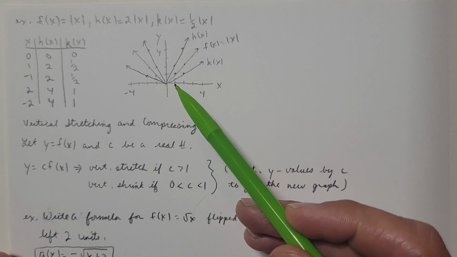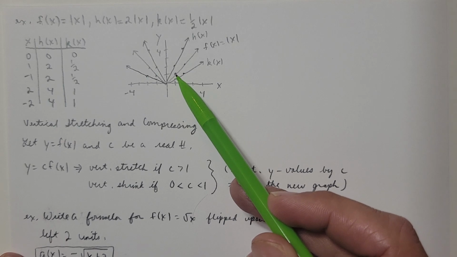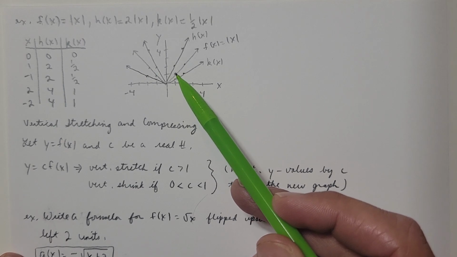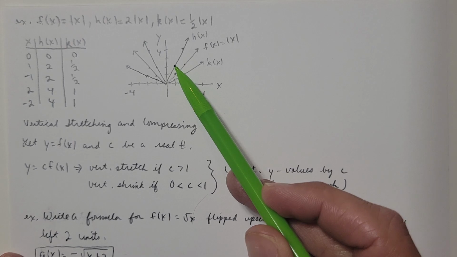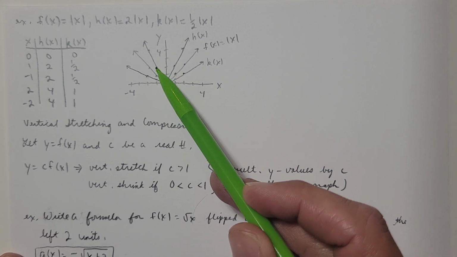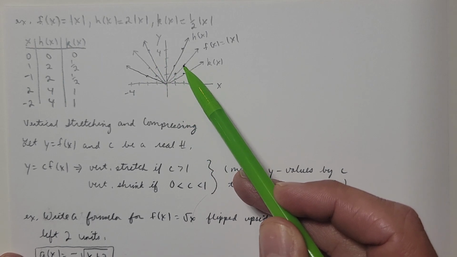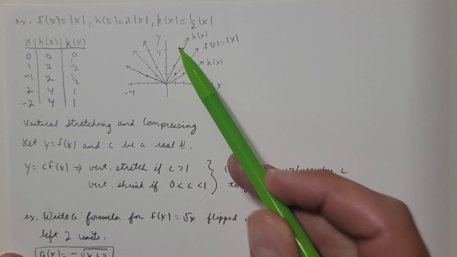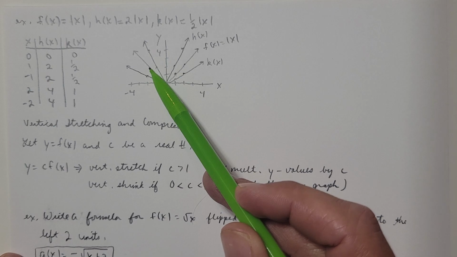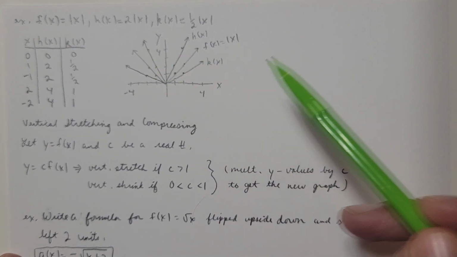0 is 0. When I multiply 0 by anything, I get 0, right? So that's me at 0, 0. Here's 1, 1. When I multiply the y value by 2, that'll put me at 1, 2. Here's -1, 1. When I multiply the y value by 2, that will put me at -1, 2. Here's the point 2, 2. When I multiply the y value by 2, that puts me at 2, 4. And here's the point -2, 2. When I multiply the y value by 2, that puts me at -2, 4. So all I'm doing is multiplying all the y values by 2 to get the new graph.